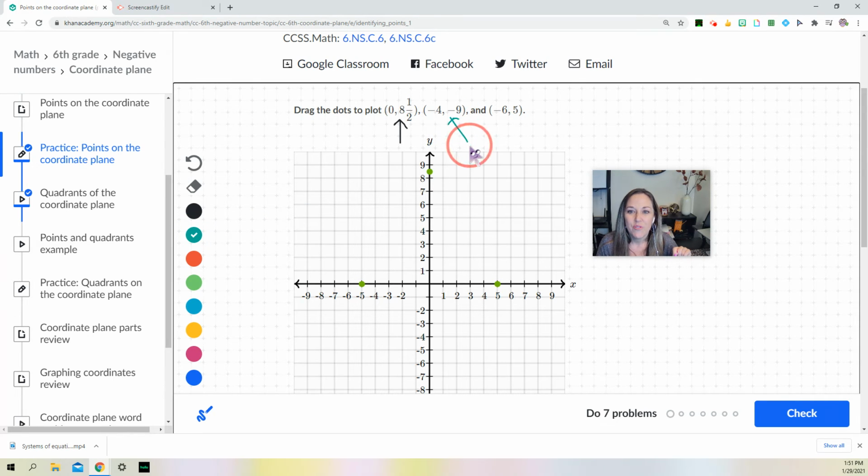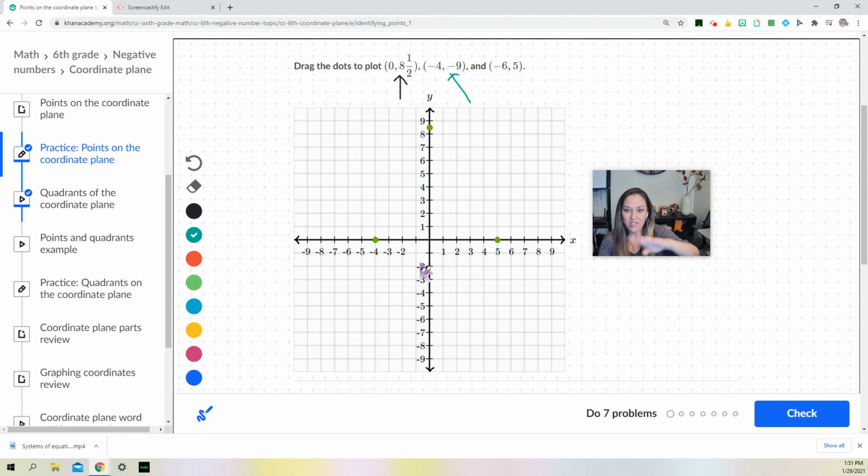And this one here is -4, -9. So I'm going to take another dot, doesn't matter which one. I'm going to go to -4 on the x-axis. That's right there. And then -9 on the y-axis. If they're negative on the y, they're going to be down here at the bottom. So I'm going to take this and go all the way down to -9. And then I'll just double check. Is this crossing at -4 on the x-axis and -9 on the y-axis? Yes, it is.